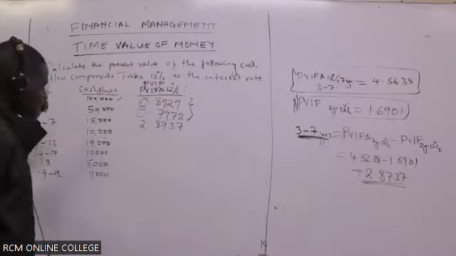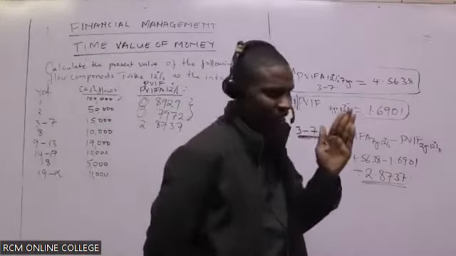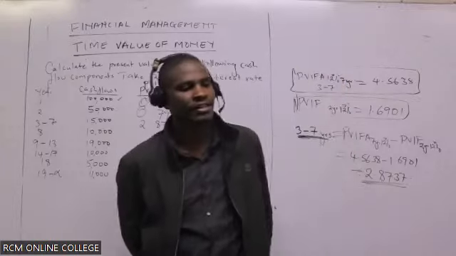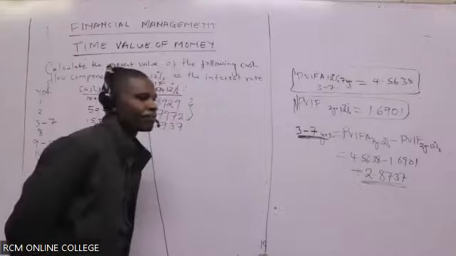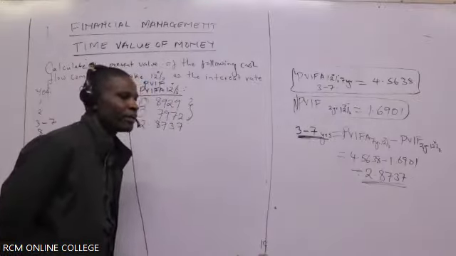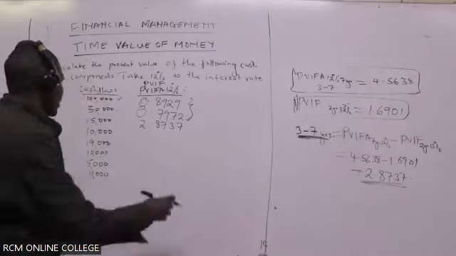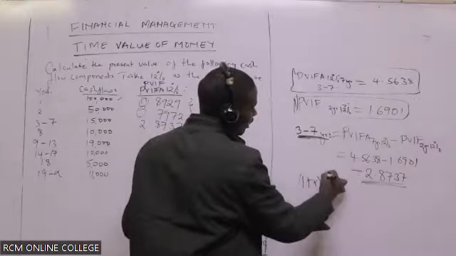Year number 8, is it regular or irregular? Here you must look at what you're dealing with. Year number 8. Is it a regular cash flow or irregular? Yes, it is irregular. So that one goes direct: 1 plus R raised to negative N.